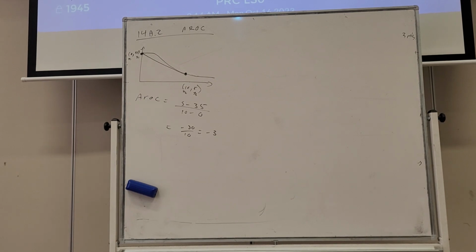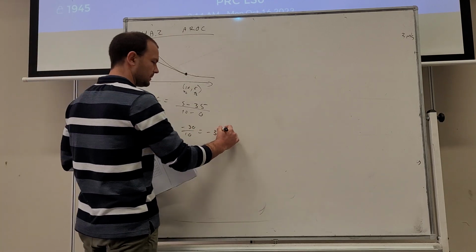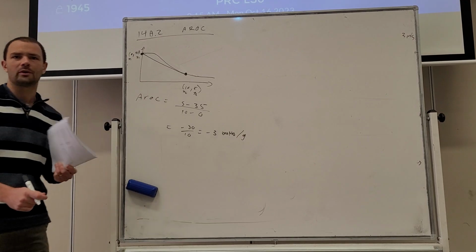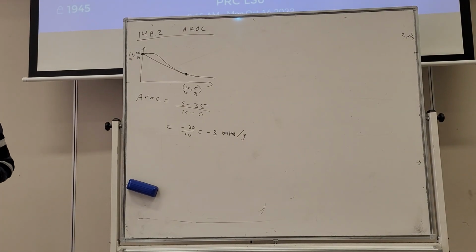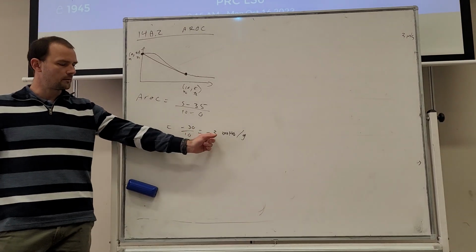Now, I've said it's always y per x. So on the y-axis we've got beetles, and on the x-axis we've got grams of poison. So for each gram of poison that you use, on average, you're getting rid of 3 beetles.